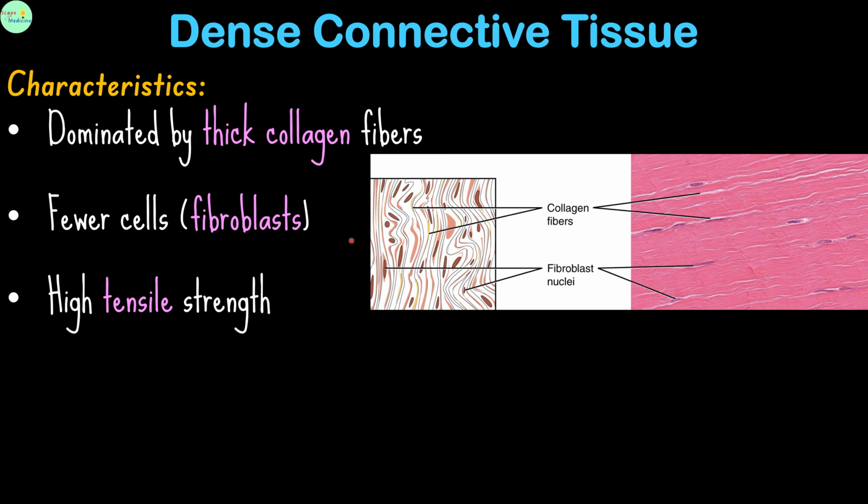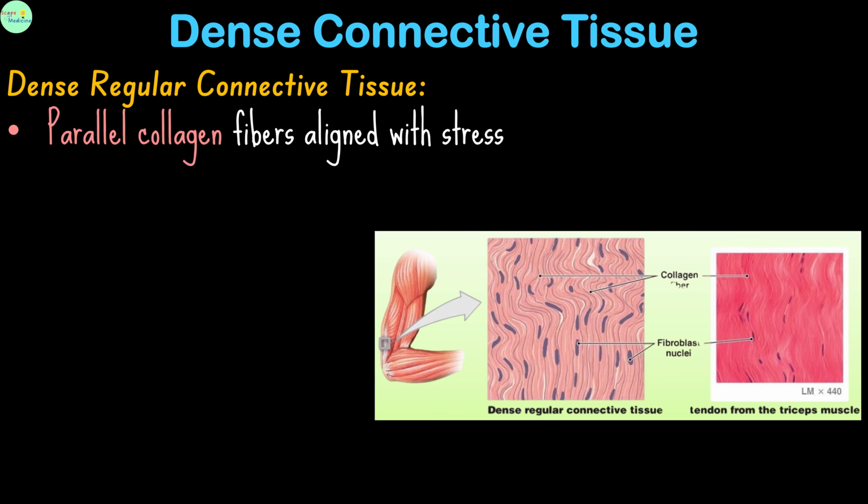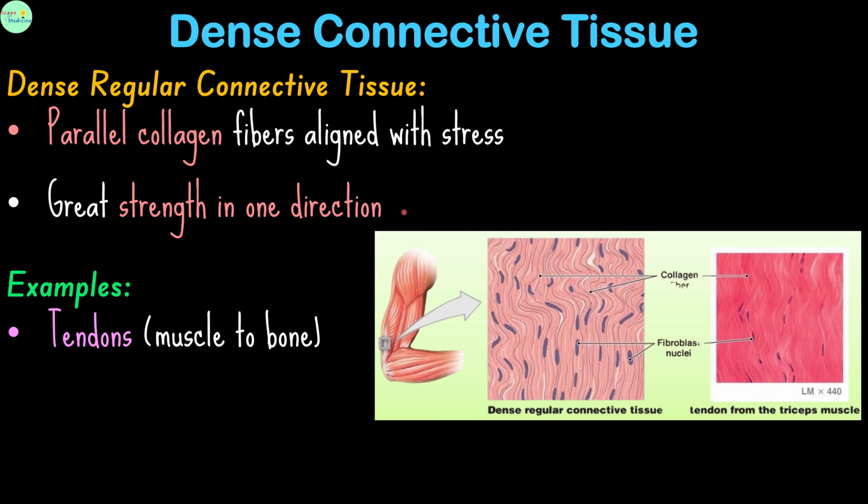Based on the orientation and organization of the collagen fibers, dense connective tissue is further classified into three main types with distinct structural arrangements and functional properties. Dense regular connective tissue has collagen fibers arranged in parallel bundles, aligned precisely with the direction of stress placed on the tissue during normal physiological activities. This parallel arrangement provides great strength in one specific direction while allowing for some flexibility, making it ideal for structures that experience unidirectional tensile forces repeatedly.